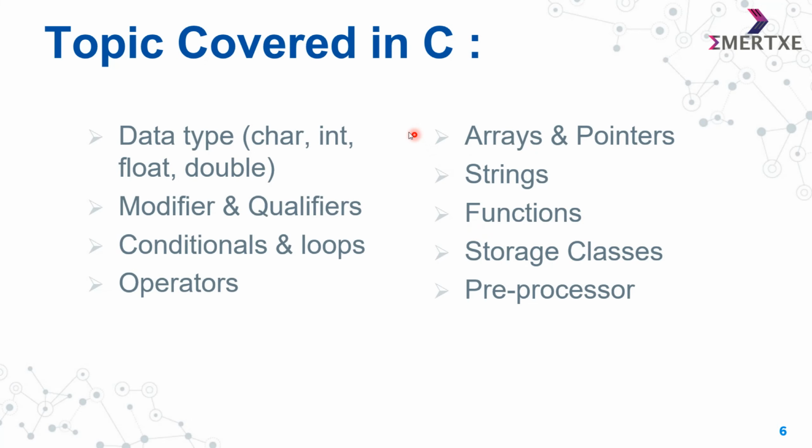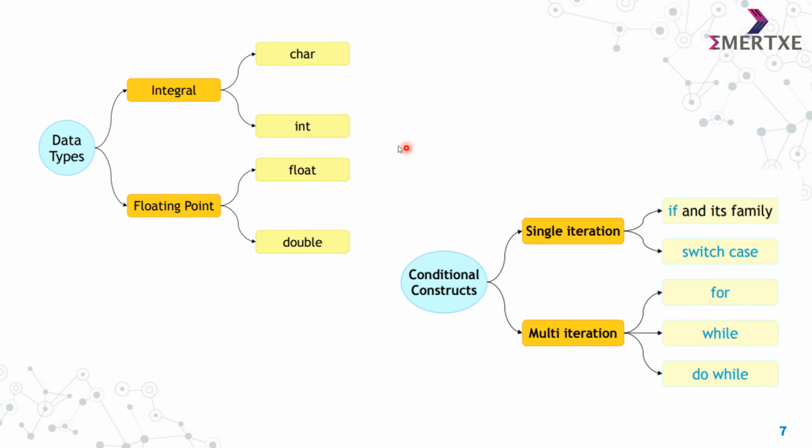We'll move further. In C programming, the basic topics covered are data types. Various data types are character, integer, float, double, then modifiers and qualifiers, then conditionals and loops, then operators, then arrays and pointers, then strings, functions, storage classes, and preprocessors. So data types are categorized as integral and floating point. Integral is further categorized as character data type and integer data type, and floating values are categorized as float and double. Float means the decimal values, and double is the more precise value of the float.